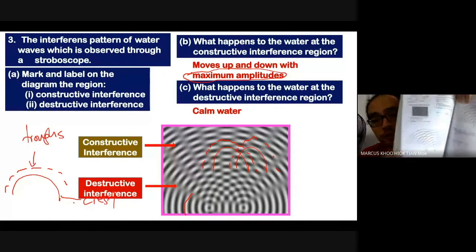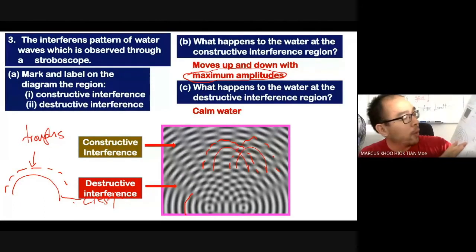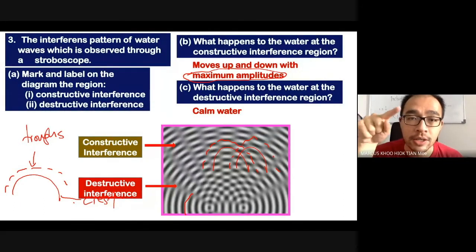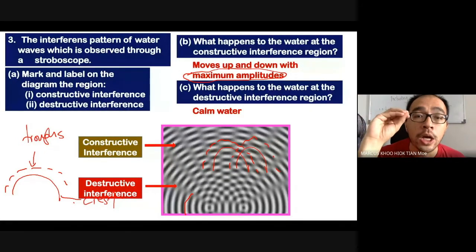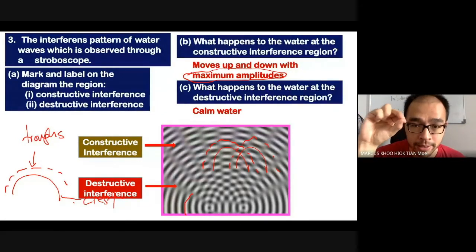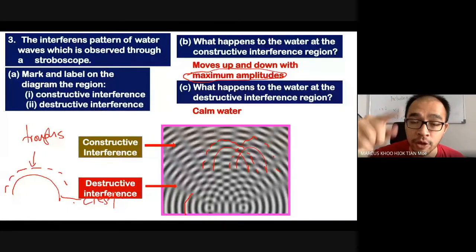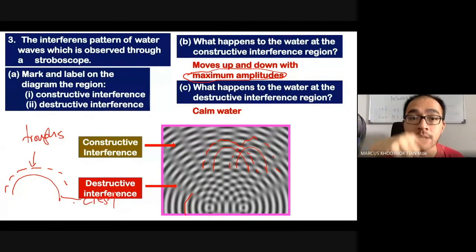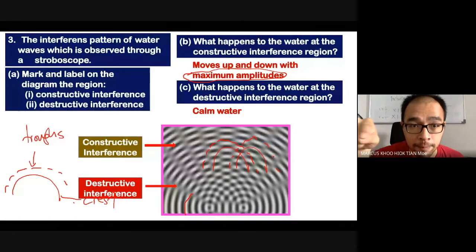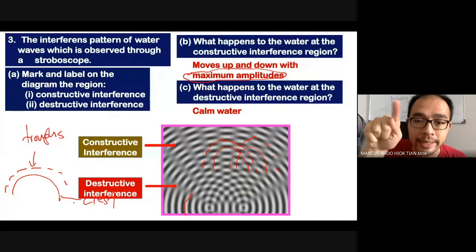Okay, so what I want you to do with this one is circle all the places where constructive interference happens. That means trough meets with trough, dotted line meets with dotted line, or crest meets with crest, the straight line meets with the straight line. Mark with a circle. And at the places where destructive interference happens, you mark with an X.